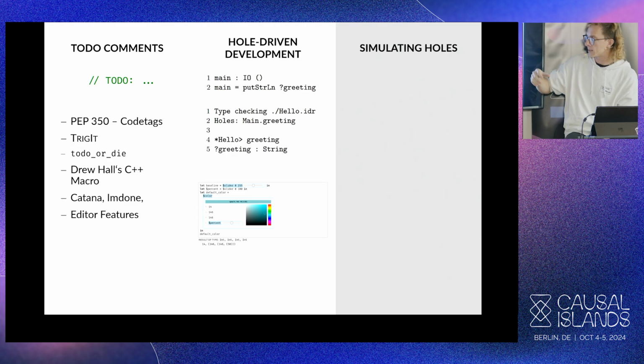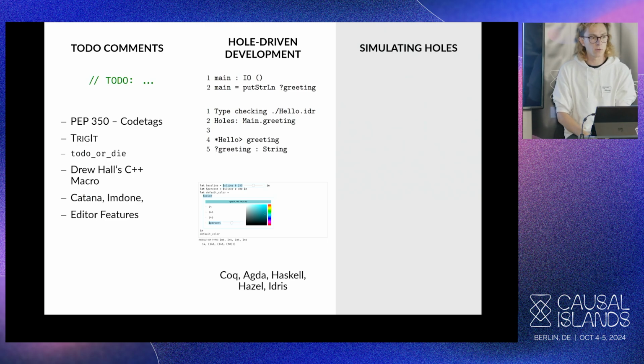This is Hazel, which lifts these holes into a GUI space, so you can actually modify the source code via these livelits. And then, the origins go back to Coq and Agda, where they were called goals, and you use them to assist your proofs. Haskell, Hazel, and Idris are languages that also support holes natively.